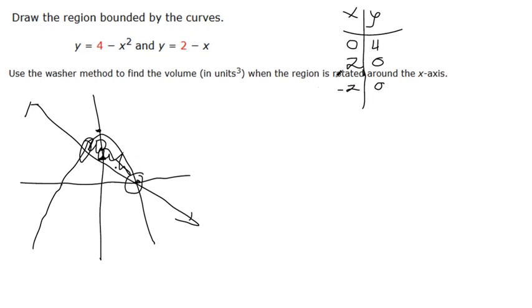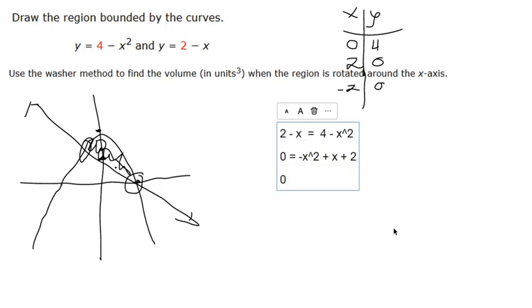And you can do that by setting them equal to each other. 2 minus x equals 4 minus x squared. Then if we solve that like a quadratic, I'm going to set it equal to 0. So subtract 2 from both sides and add x to both sides. We've got -x squared plus x plus 2, because I subtracted 2 from both sides, added x to both sides.